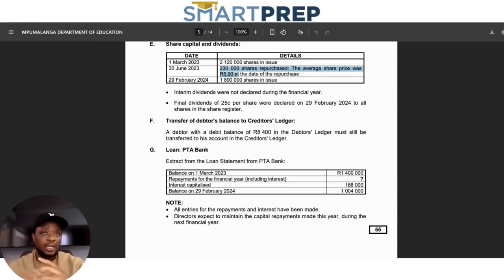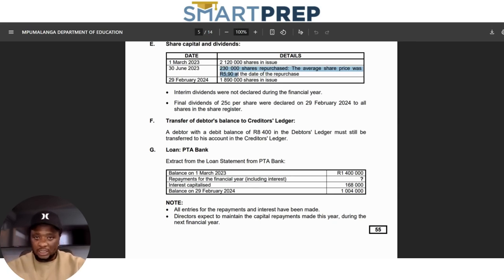Because now we also need to look at what the short-term part of this loan is. They said all entries for repayments and interest have been made. It says directors expect to maintain the capital repayments made this year. So whatever capital repayment we made this year, the same applies in the next year. The capital balance of our loan at the beginning of the year was 1,400,000. Capital balance at the end of the year, 1,004,000. Difference between the two, 396,000. So the short-term portion of the loan, meaning the amount payable within the next financial year or within the next 12 months, which makes it a current liability, is going to be 396,000.